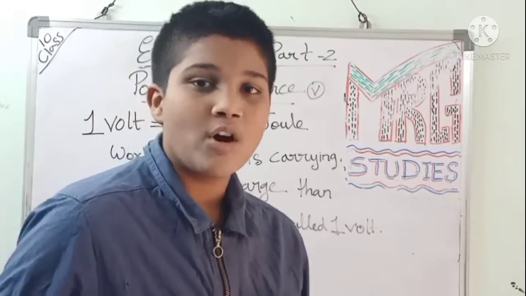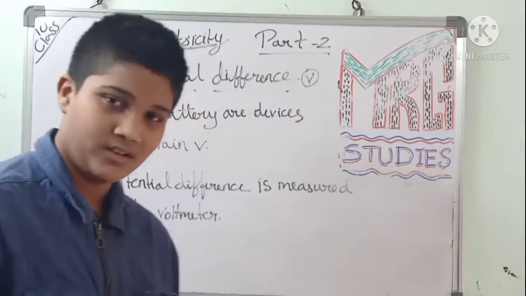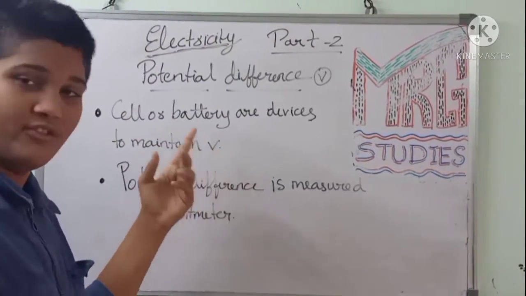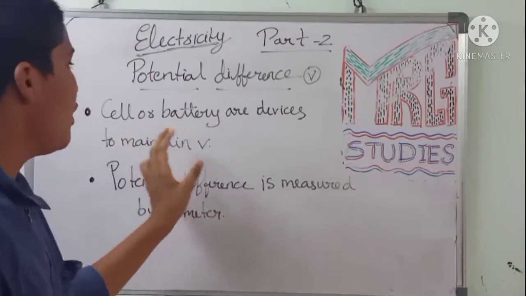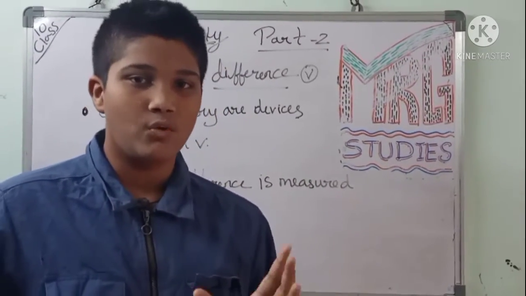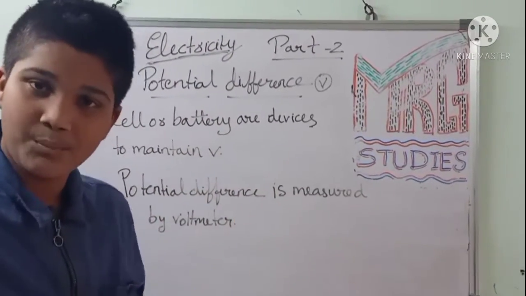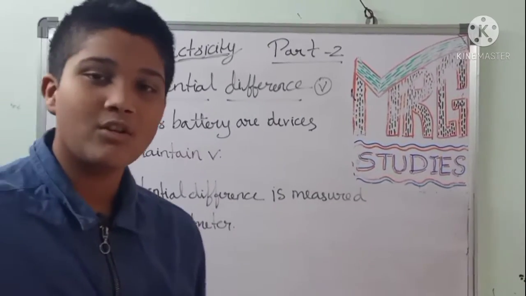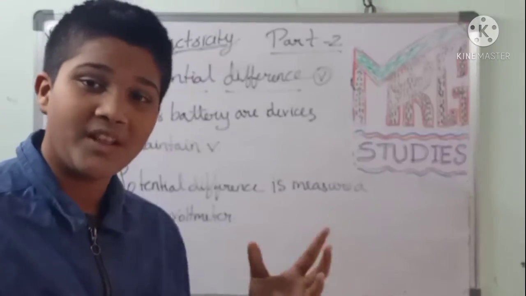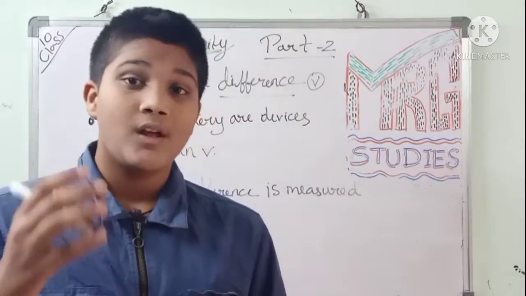Now I will tell you two more points about the volt. The cell or battery are the devices to maintain V, the potential difference. The cell or battery must be there in the device for it to work. And another thing, the potential difference is measured by the voltmeter. I have told you what potential difference is, how much work is done, and that is measured by the voltmeter. Now I will tell you about the voltmeter.